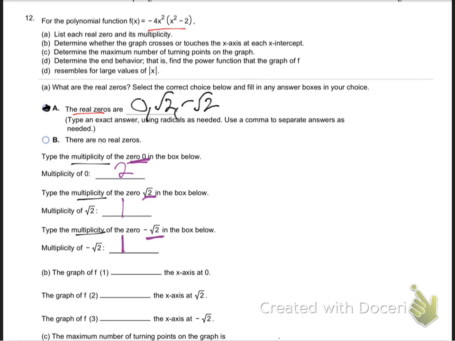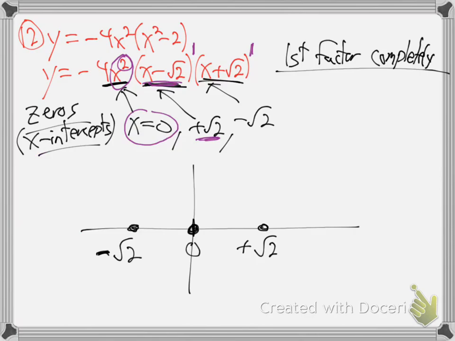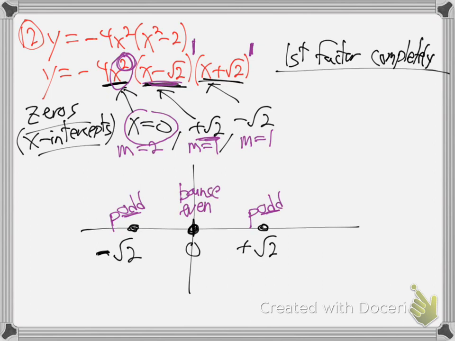Okay, and so then they want to know, what does that mean? This one is even because it's 2, and these are odd because they're both multiplicity 1. So multiplicity 2, multiplicity 1, multiplicity 1. An odd power means the graph is going to pass through at that point. And an even power, like 2, means it's going to bounce at that point. I don't think they use the word bounce. I think they say just touches. I forget their word, but they mean it just touches it.